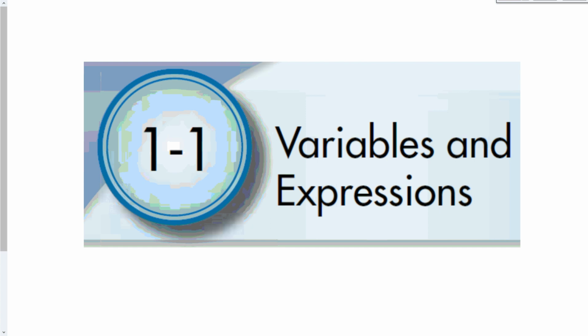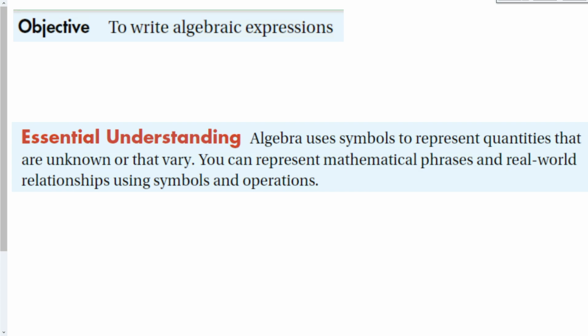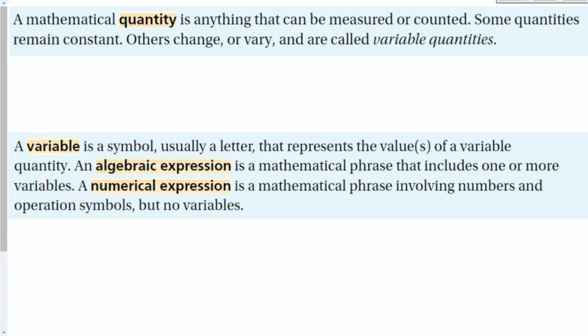1-1, variables and expressions. So our objective for this section is to write algebraic expressions. And what you should know by the time we're done, that's the essential understanding, is that algebra uses symbols to represent quantities that are unknown or that vary. You can represent mathematical phrases in real-world relationships using symbols and operations. So basically what we're going to do in this section is change words into math, and we're going to learn how to represent different sorts of expressions with math and vice versa.